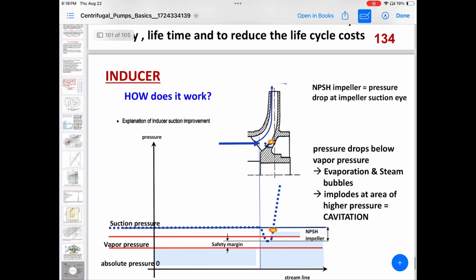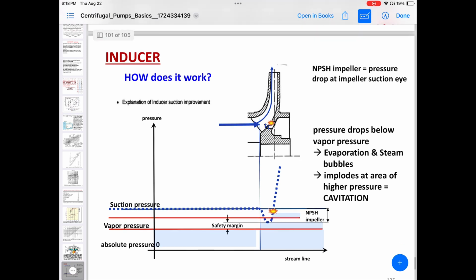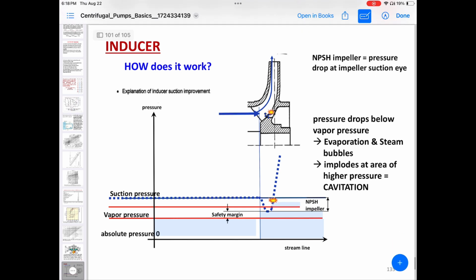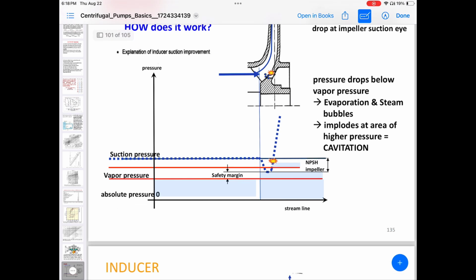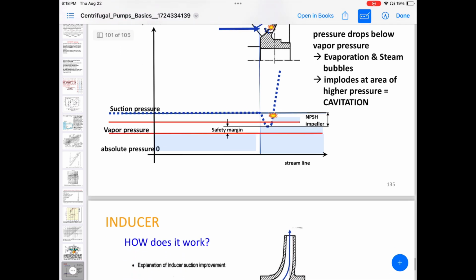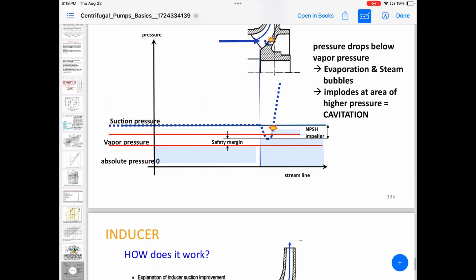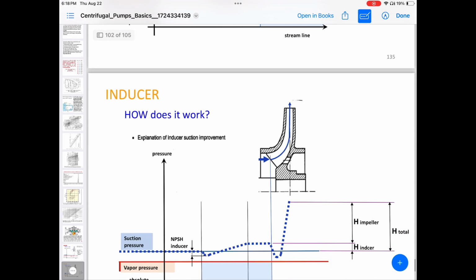Inducer, how does it work? NPSH for the inducer: pressure drops at the impeller suction inlet. The pressure drops below the vapor pressure, causing evaporation and bubbles in the system. Important, as the area of higher pressure causes cavitation. We see this picture to understand this cavitation.